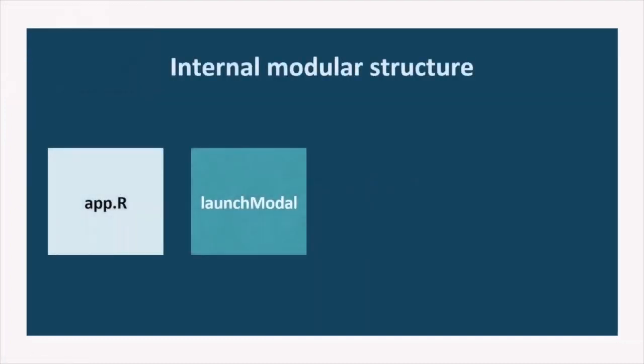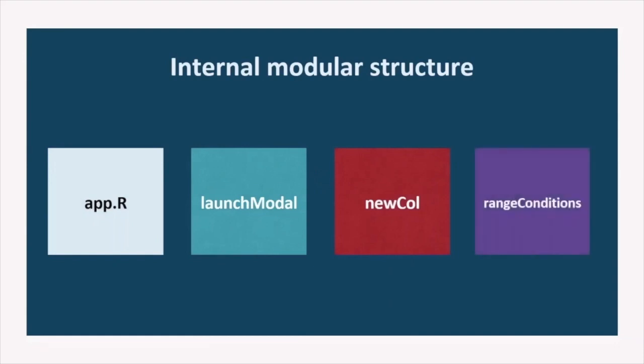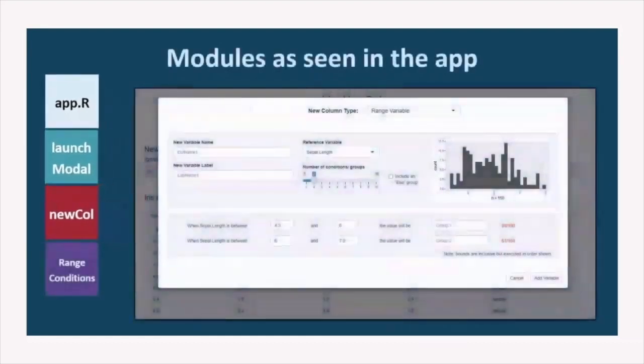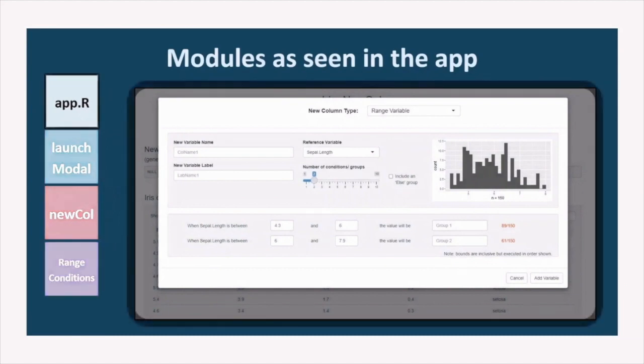Okay, so you know about app.r, but the module underneath is one that's simply called launch modal. And from there, it's going to call one called new call, and the final one is range conditions. So if we were to look for these modules in the app, we would find app.r to be pretty obvious.